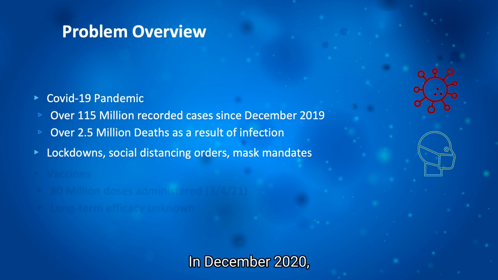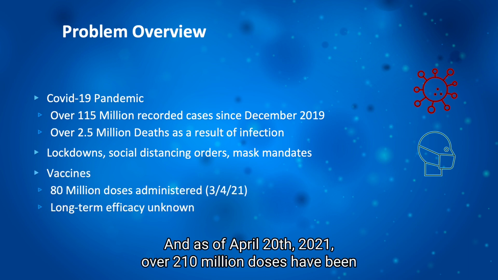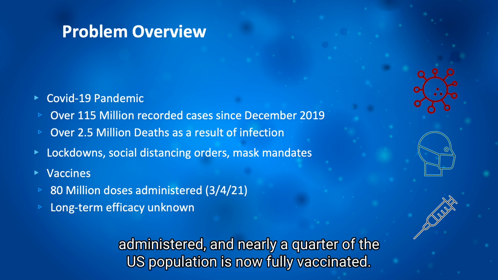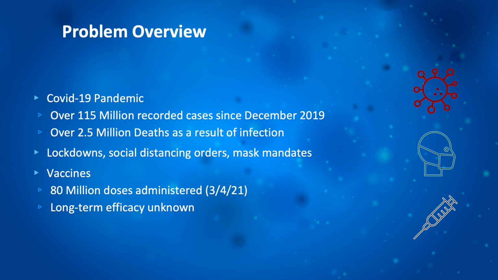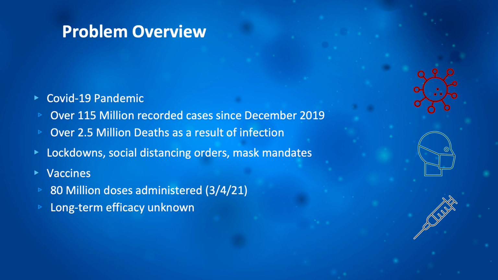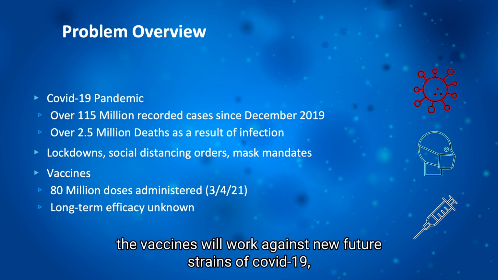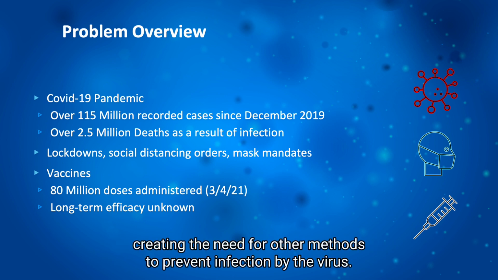In December 2020, the US began the distribution of newly developed COVID vaccines, and as of April 20th, 2021, over 210 million doses have been administered, and nearly a quarter of the US population is now fully vaccinated. However, the long-term efficacy of the vaccines is currently unknown due to their rapid development time, and it is also unknown how well the vaccines will work against new, future strains of COVID-19, creating the need for other methods to prevent infection by the virus.